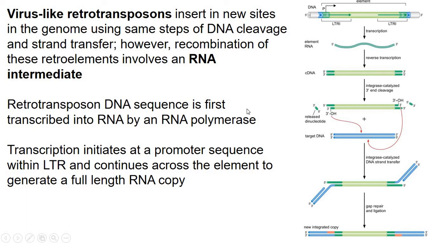This retrotransposon sequence is first transcribed into RNA by RNA polymerase. Because this is the promoter sequence right here, this promoter sequence will assemble the RNA polymerase machinery. So RNA polymerase will transcribe this RNA intermediate.